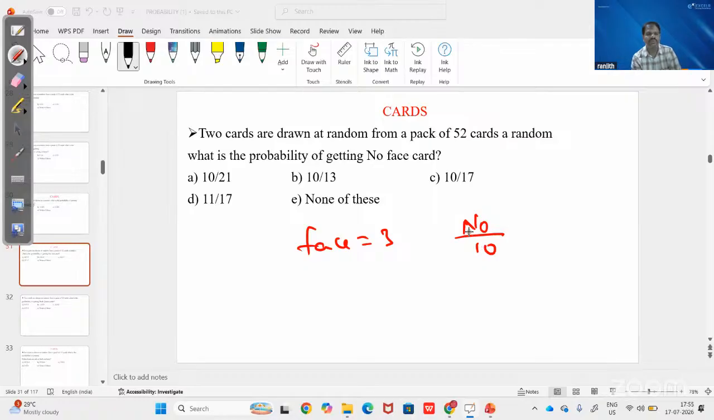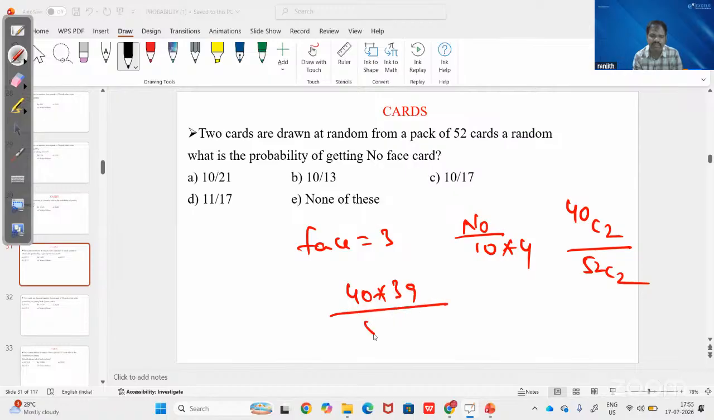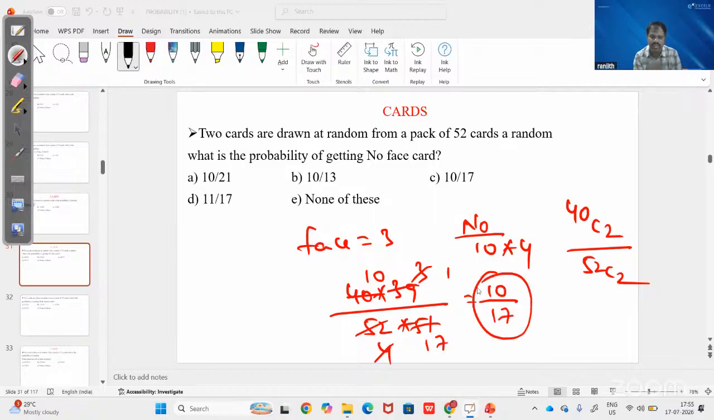For 2 cards, no face cards is 10 into 4, which is 40, so 40C2 divided by 52C2. That is 40 into 39 divided by 52 into 51. 13 fours are 52, 3 ones are 3, 17; 4 ones are 4, 10. So that will be equal to 10 out of 17.